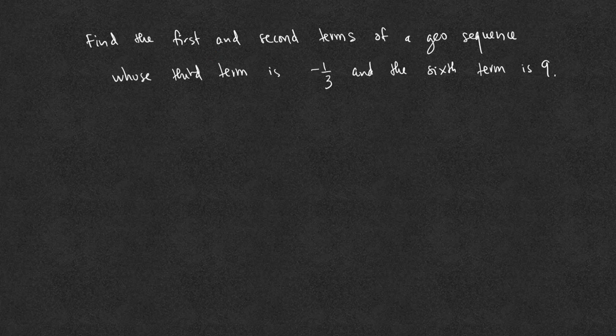Find the first and the second terms of a geometric sequence whose third term is -1/3 and the sixth term is 9. We're looking for a sub 1, the first term, and a sub 2, the second term, where we were given a sub 3, the third term, is -1/3. We're not given a sub 4 or a sub 5, but a sub 6 is 9.